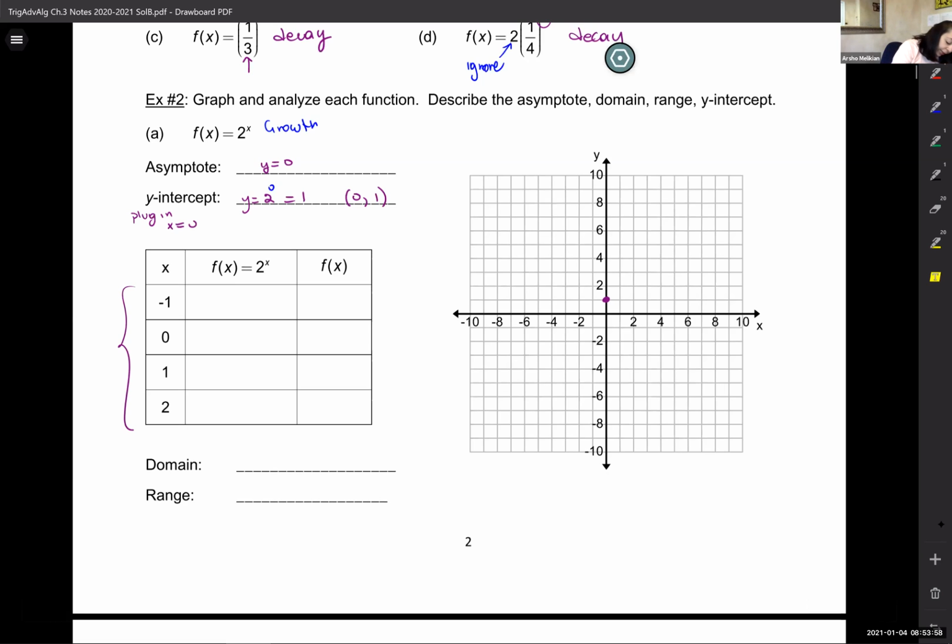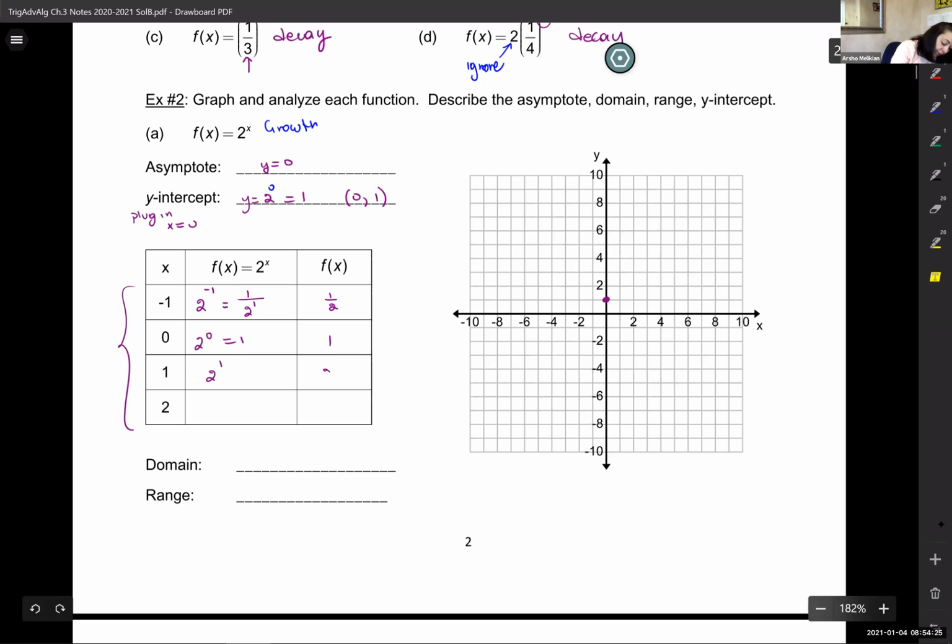And now we're going to plug them in. So here we're going to do 2 to the power of -1, right? And remember, negative exponents make the whole thing a fraction. So it becomes 1 over 2 to the 1, 1/2. Yeah? All right. 2 to the 0, we just said that's 1.